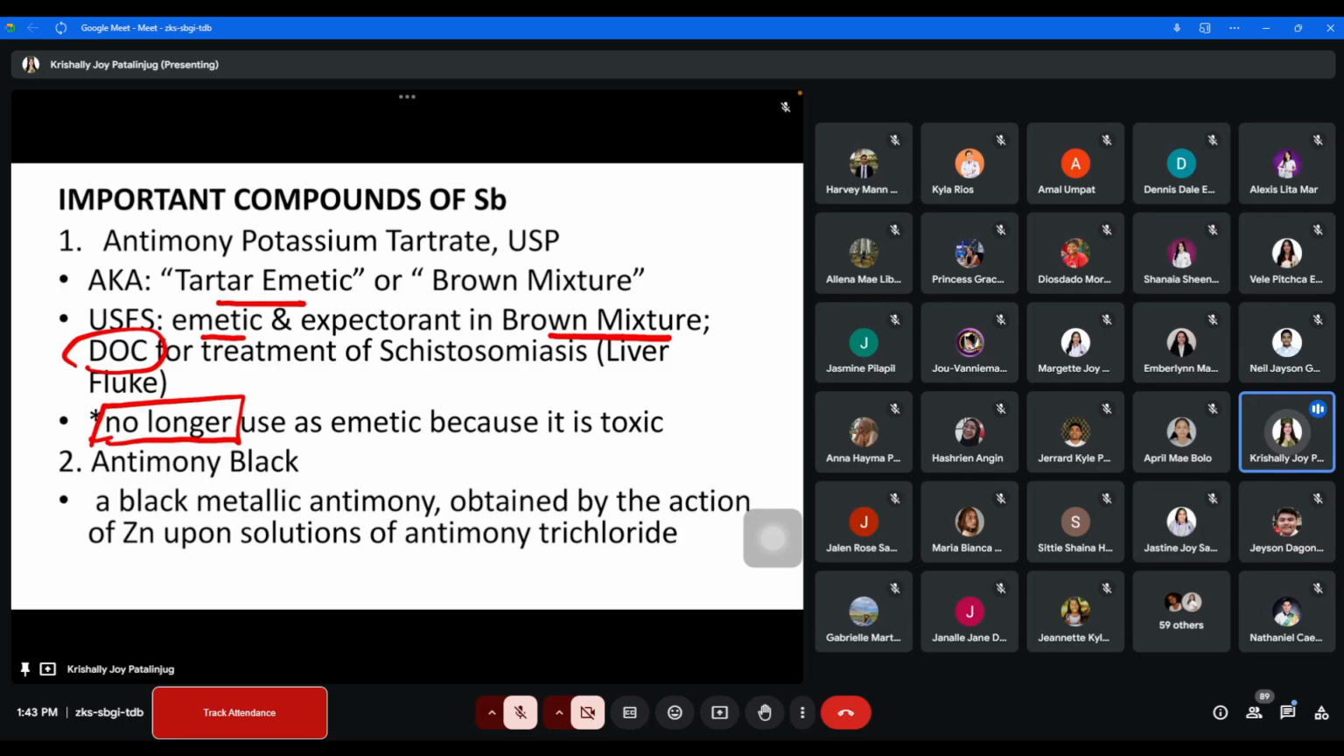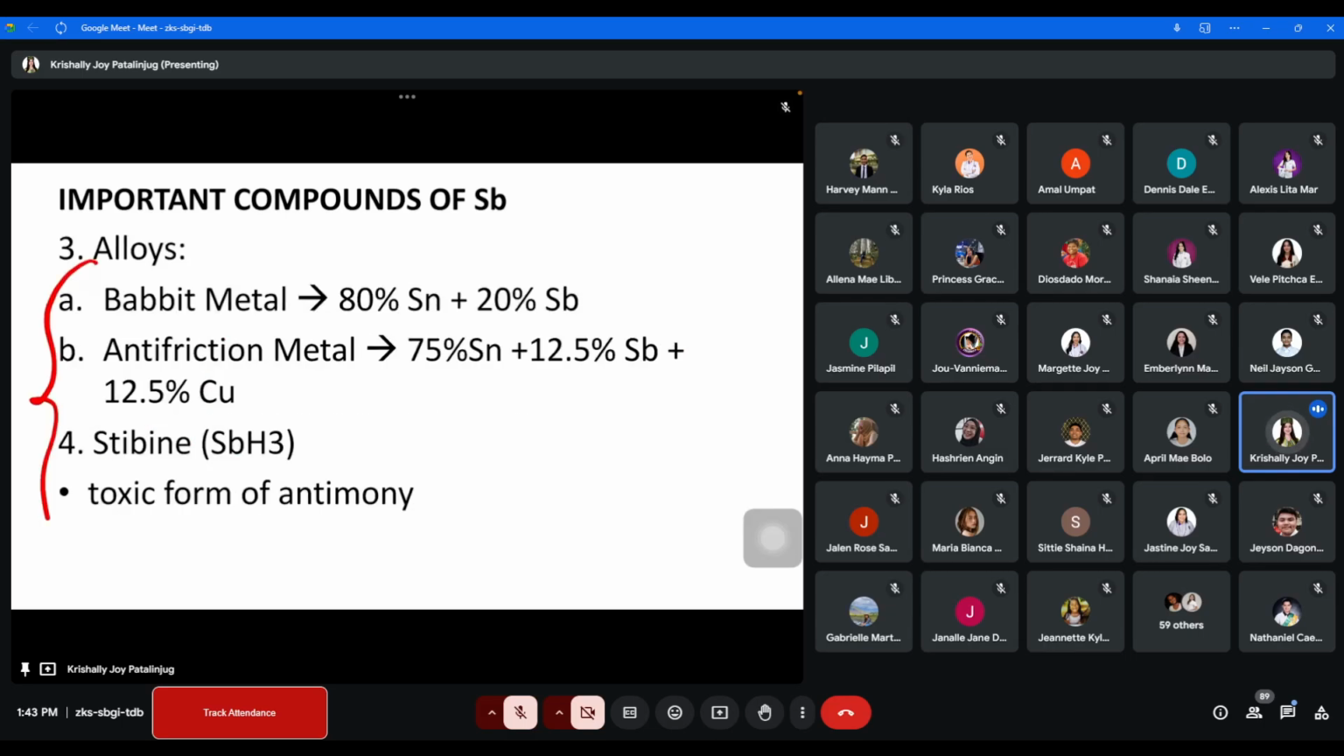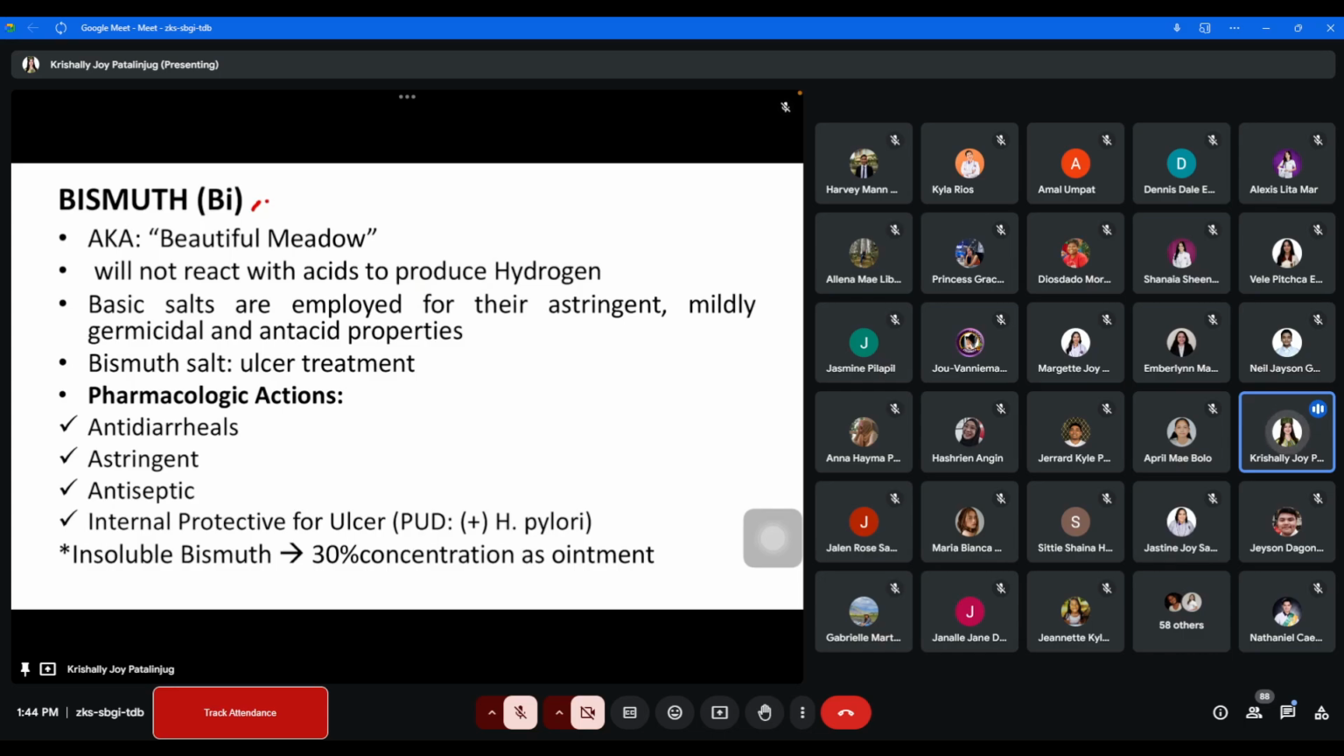Okay, then for the alloys, pag ganito na mga information, sa independent study time na ninyo siya i-memorize. It's already your turn na mag-memorize pag ganitong mga information. Babbitt metal, it contains this percentage ng element. Pag anti-friction metal, ito yung components. Toxic form of antimony is stibine. Yung sa arsenic is arsine. Toxic form of arsenic, arsine. For antimony, stibine.